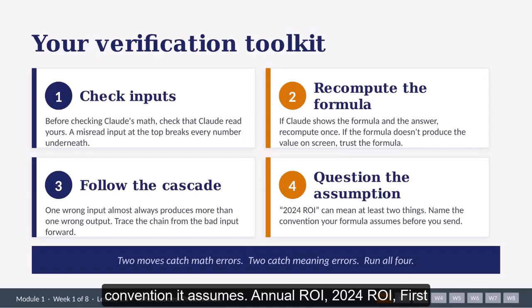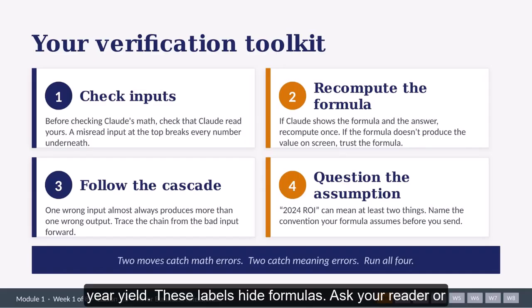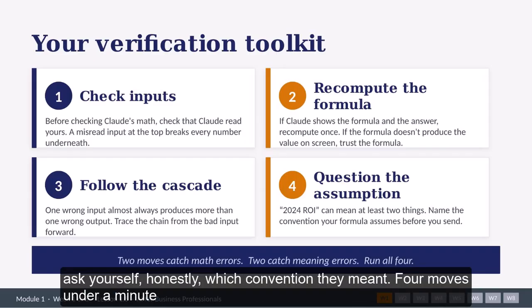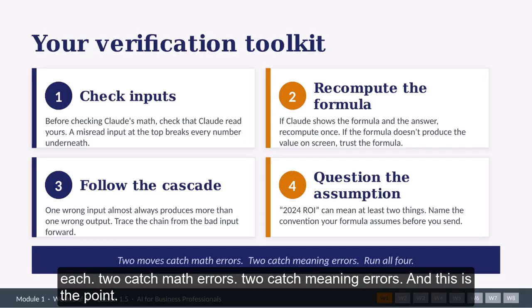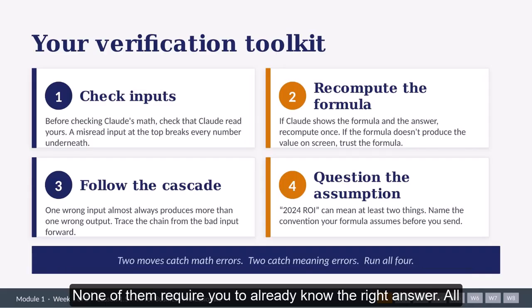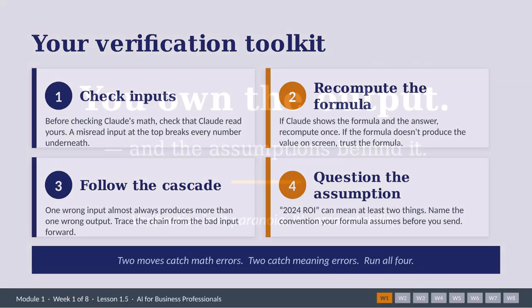Annual ROI, 2024 ROI, first year yield. These labels hide formulas. Ask your reader, or ask yourself honestly, which convention they meant. 4 moves, under a minute each, to catch math errors, to catch meaning errors. And this is the point: none of them require you to already know the right answer.